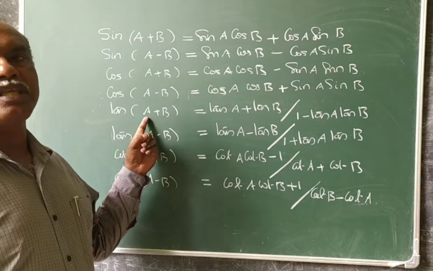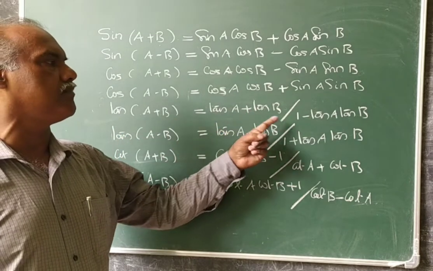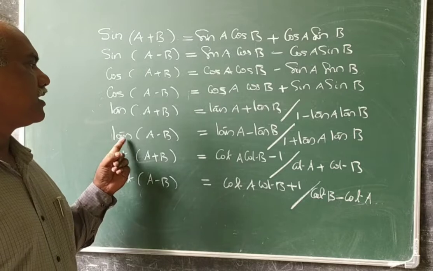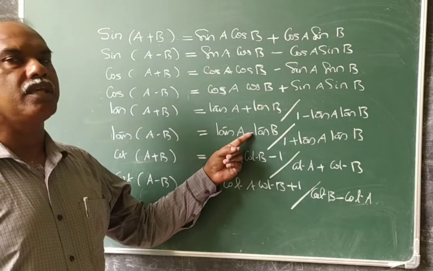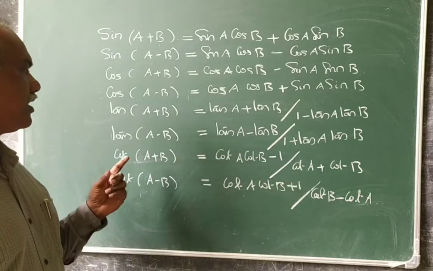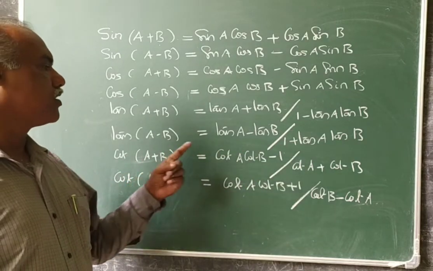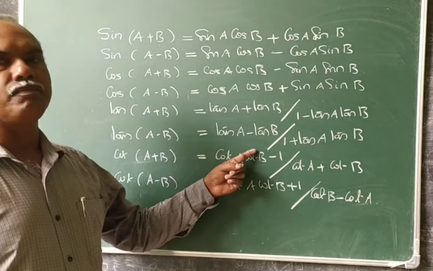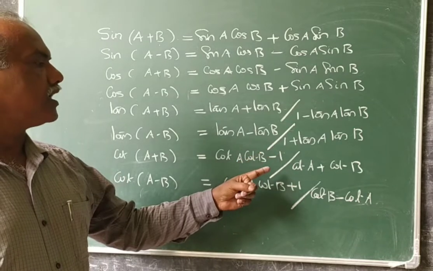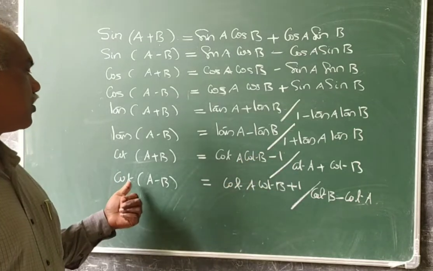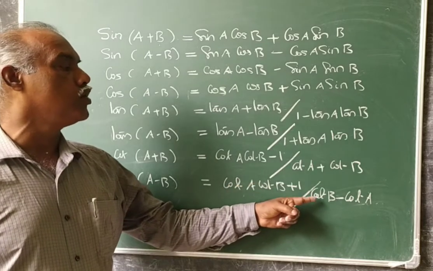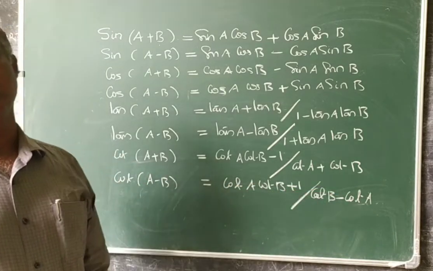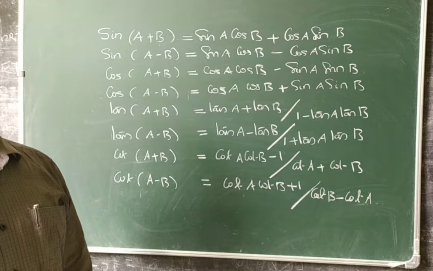Tan(A+B) is (tan A plus tan B) by (1 minus tan A tan B). Tan(A-B) is (tan A minus tan B) by (1 plus tan A tan B). Cot(A+B) is (cot A cot B minus 1) by (cot A plus cot B). Cot(A-B) is (cot A cot B plus 1) by (cot B minus cot A). That is cot B minus cot A.